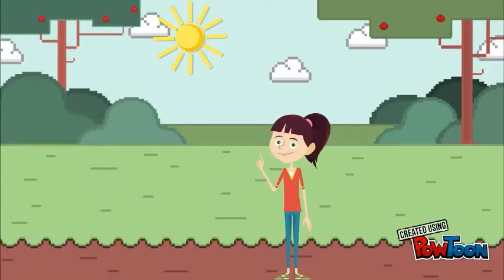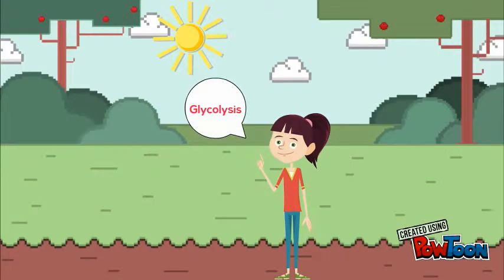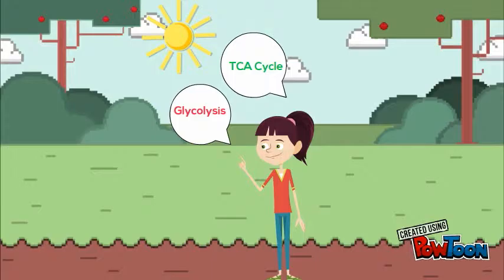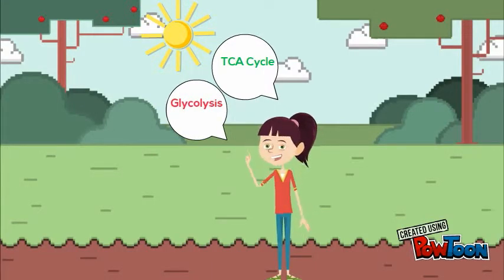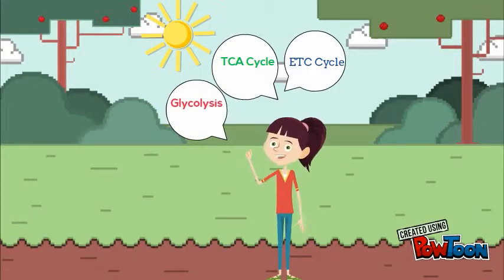Is the only thing plants do is photosynthesis? No. They do respiration too. It has three main steps. First one is glycolysis. After glycolysis, the next step is TCA cycle. Next to the TCA cycle, ETC cycle will occur. So let's see what will happen in these steps.